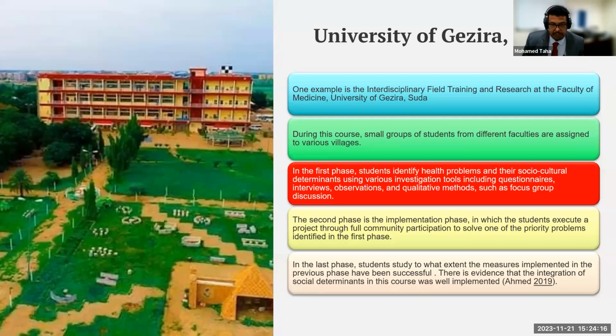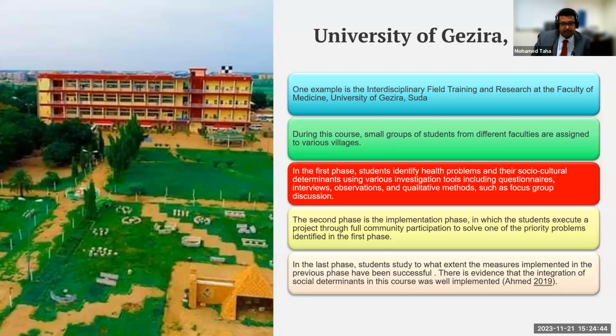The University of Gezira from Sudan is identified as a good example of a socially accountable institute worldwide. They have interdisciplinary field training and research. During this course, which is delivered across the first three years of the curriculum, small groups of students from different faculties, not only the College of Medicine, are assigned together and they visit a village.